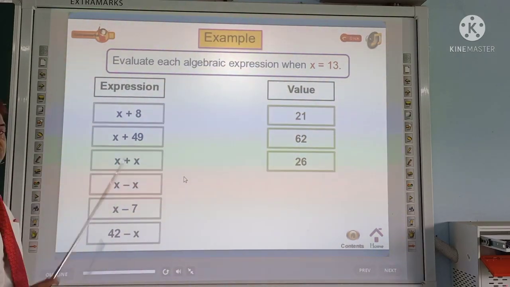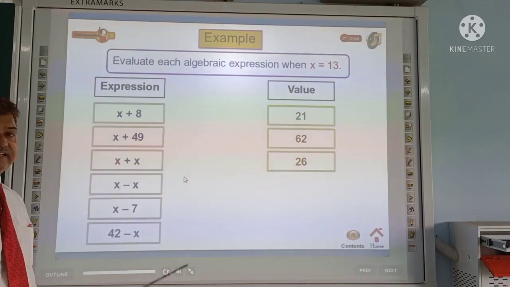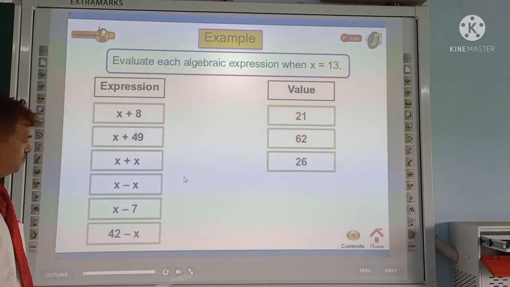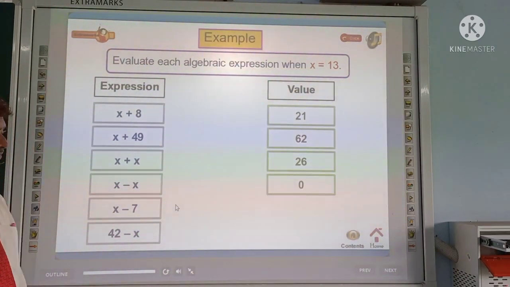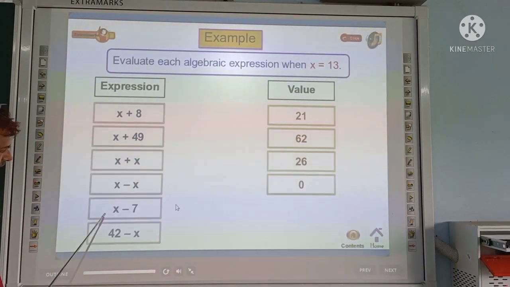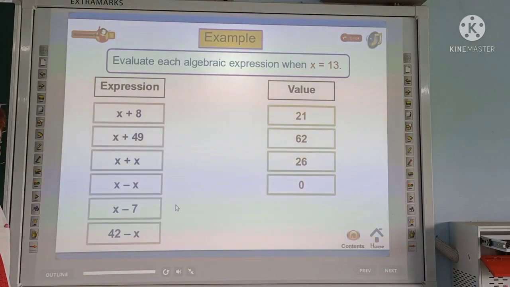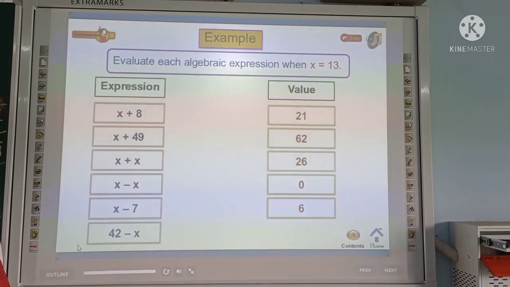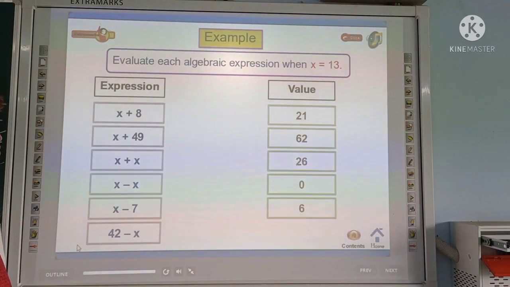Now x is equal to 13. 13 minus 13, absolute 0. The fourth expression is x minus x. Its value when x is equal to 13 is 0. Now 13 minus 7. The fifth expression is x minus 7. Its value when x is equal to 13 is 6.